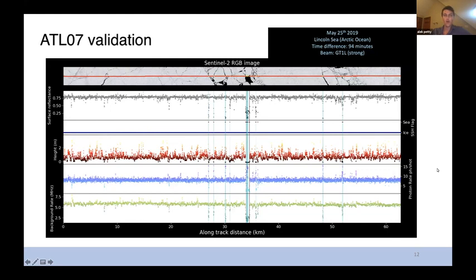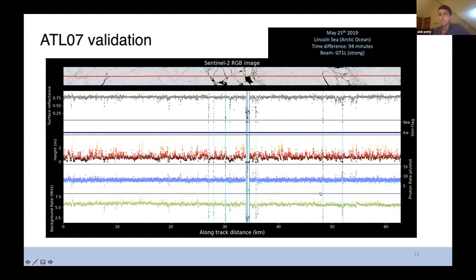I did want to just show a nice example that we've been working on validating this ATL07 data set. So this is a nice figure that Marco generated showing at the top a Sentinel-2 RGB image. And then the lower panels are showing information from ATL07. I'm not going to dwell on this because there's a lot here and I've run out of time.